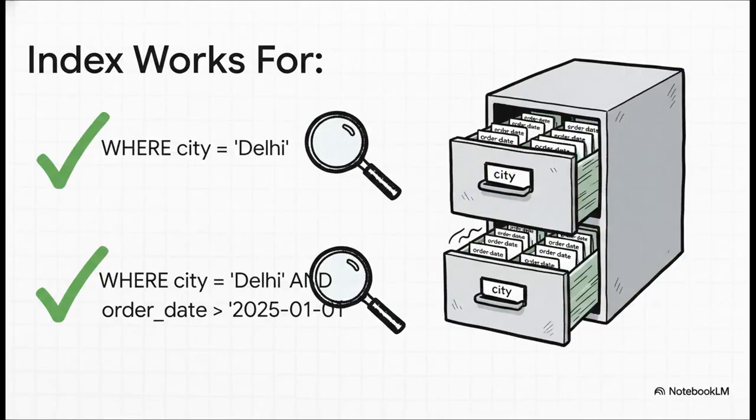So, because we created our index on city, order date, any query that uses that first column, city, can take advantage of it. So searching for a city alone works perfectly. Searching for a city and a date also works perfectly. The database finds all the Delhi entries first, then sifts through that much smaller group by date.